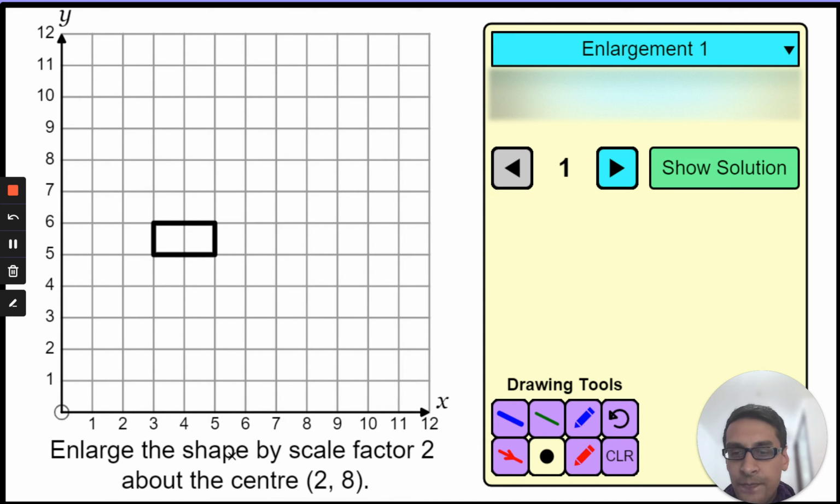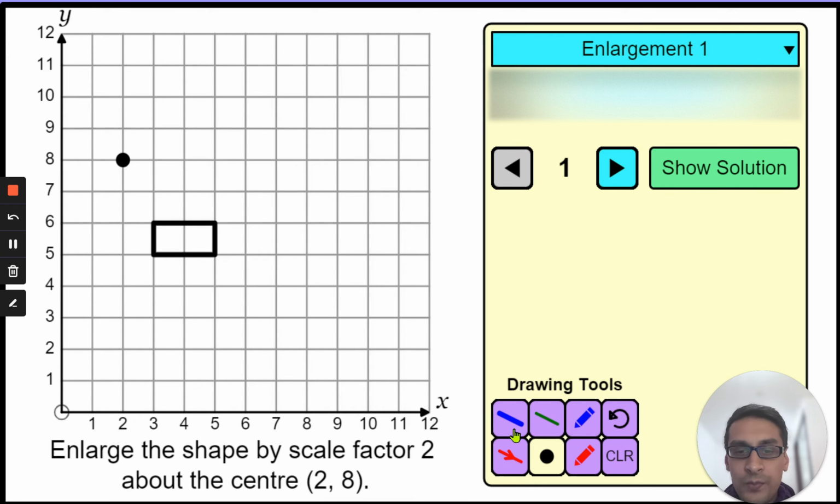Enlarge the shape by a scale factor 2 about the center (2, 8). So first of all, we'll just figure out where the center of enlargement is. So 2 along, 8 up. And we're now going to enlarge the shape by a scale factor 2. So we're going to make it twice as big.